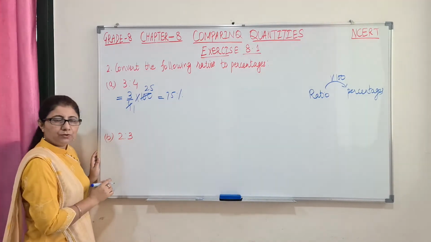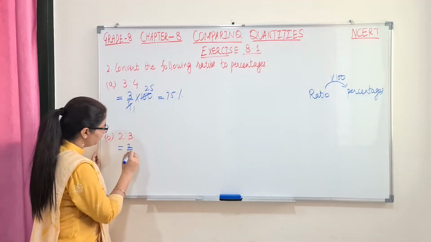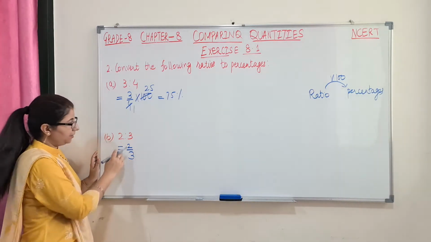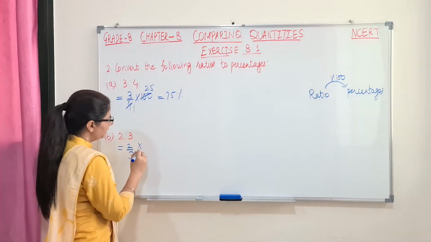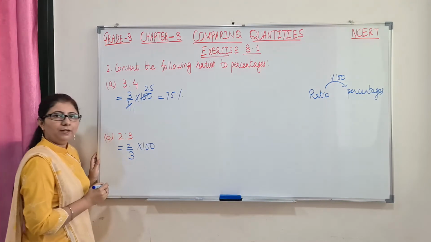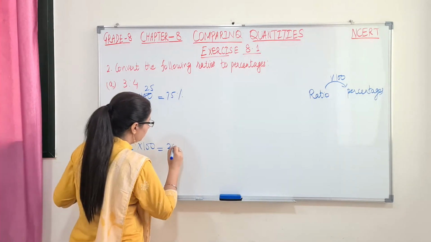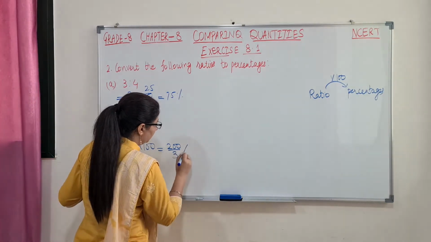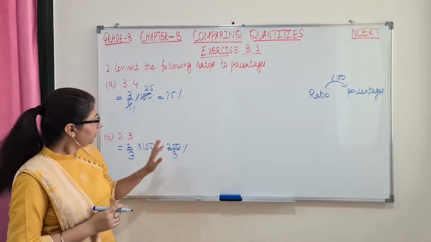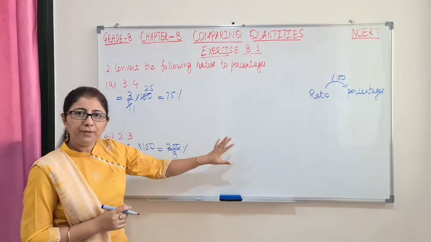Second is 2:3. First we will write this in fraction form, that is 2/3. Now converting this into percentage means multiply with 100. So this cannot be cancelled. So this is 200/3%. So we will convert this improper fraction to a mixed fraction.